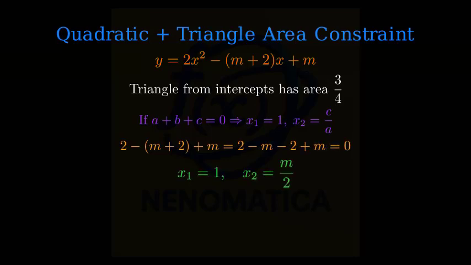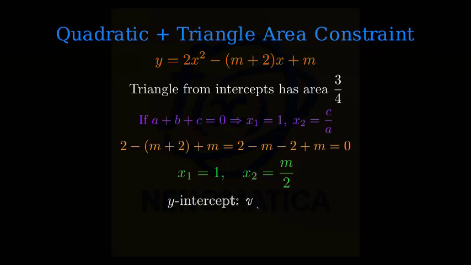If the sum a plus b plus c equals 0 for the monic equation ax squared plus bx plus c, then x equals 1 is a root, and the other root equals c over a. Here, compute 2 minus (m plus 2) plus m. That simplifies to 2 minus m minus 2 plus m, which is 0. So the roots are x equals 1 and x equals m over 2.